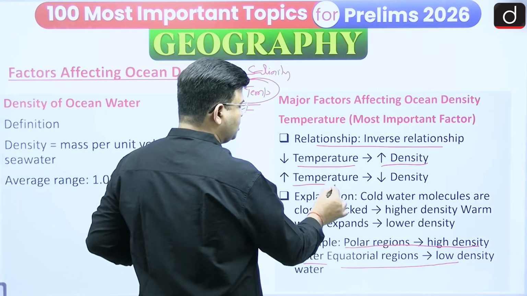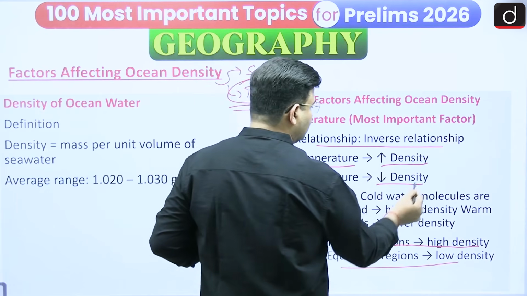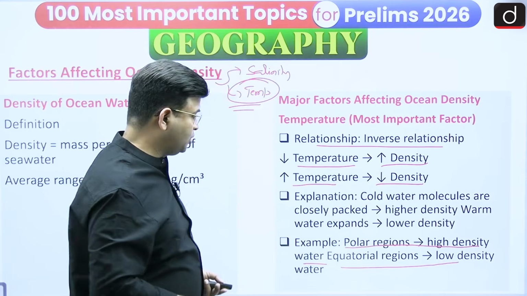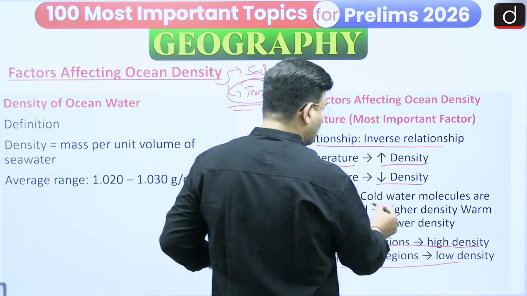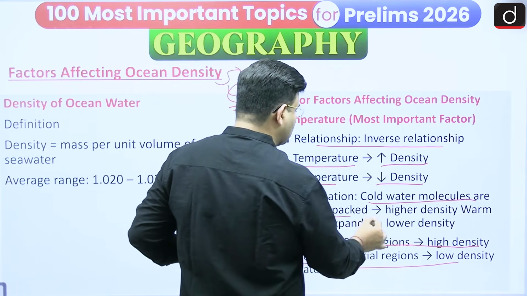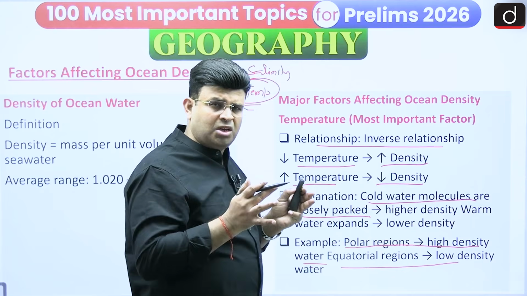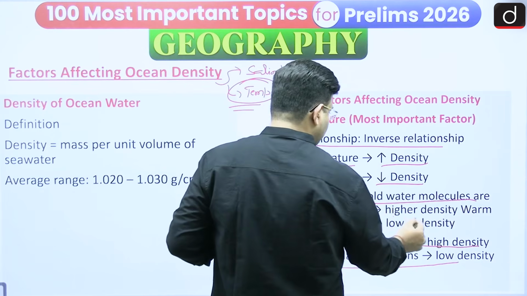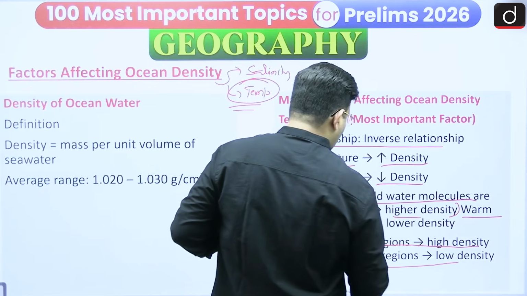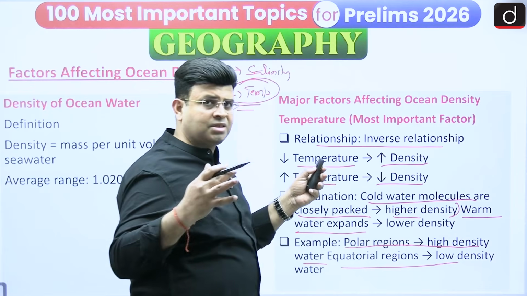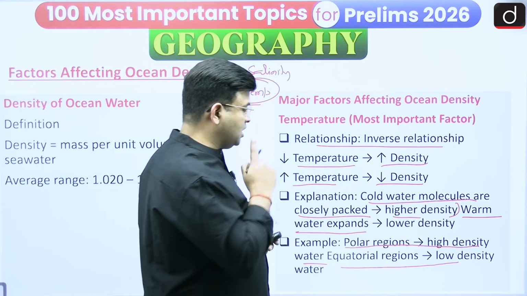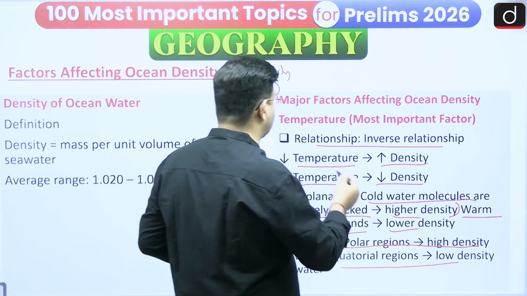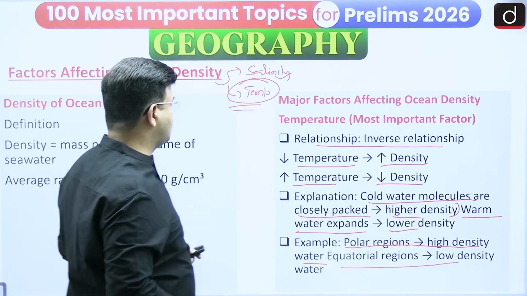And where the temperature is more, the density will be less, as I have discussed with you. Explanation: cold water molecules are closely packed. Cold water is very closely packed, compressed, therefore density is higher. And warm water expands, and the temperature is more, therefore density is less. So that is temperature based. And there is another factor that we have to see also.